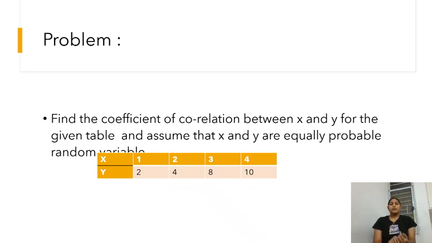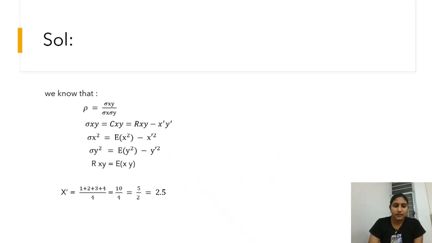There is a problem on the correlation. Find the coefficient of correlation between x and y for the given table, and assume that x and y are equally probable random variables. This is the table of inputs x and y. We know that rho equals sigma xy by sigma x into sigma y. Sigma xy equals Cxy equals Rxy minus x bar into y bar. We earlier saw this formula.